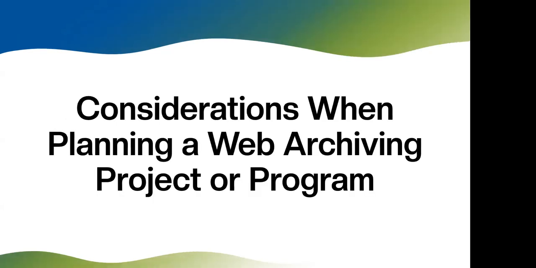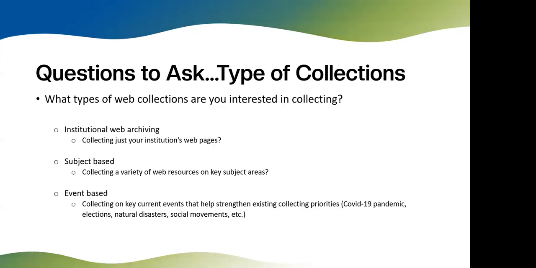So moving on to considerations when planning a web archiving project or program. Some questions to ask yourself: What types of web collections are you interested in collecting? Are you interested in institutional web archiving, just your institution's web pages, or subject-based or event-based collecting, based on key current events that will help strengthen your existing collection priorities: recent elections, natural disasters, social movements, etc.?